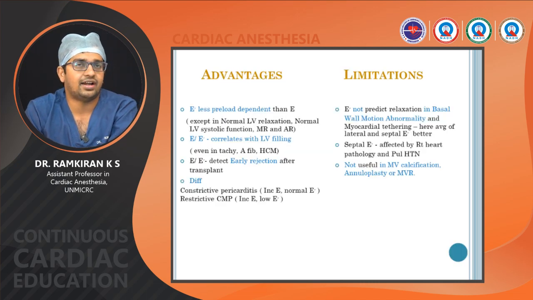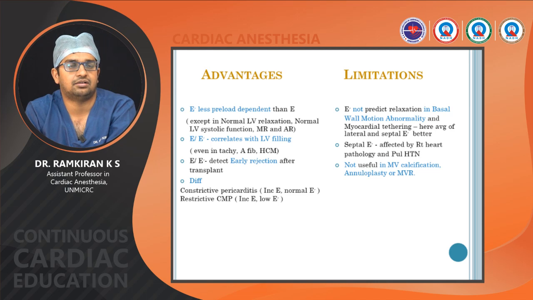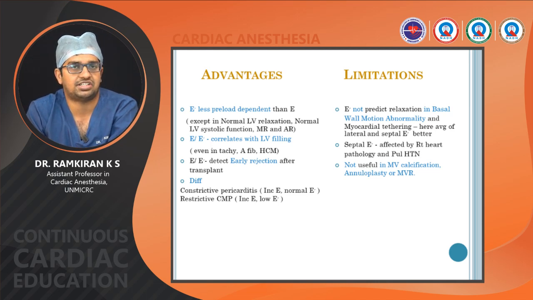So what are the advantages of this tissue Doppler? E prime, it is obviously very less preload dependent than E, and E by E prime, it is a very good parameter which correlates with the LV filling, and it can detect even early rejection in transplant patient. This E and E prime can differentiate even the different kinds of pericardial disease, like constrictive pericarditis or restrictive cardiomyopathy also. So what are the limitations?